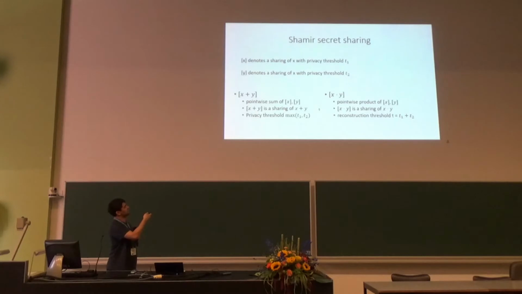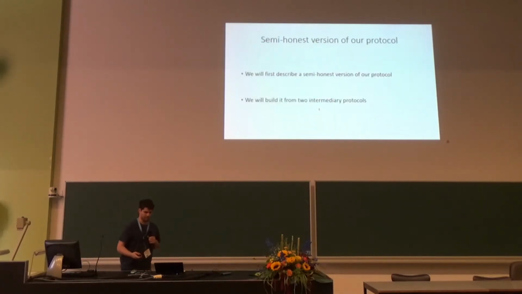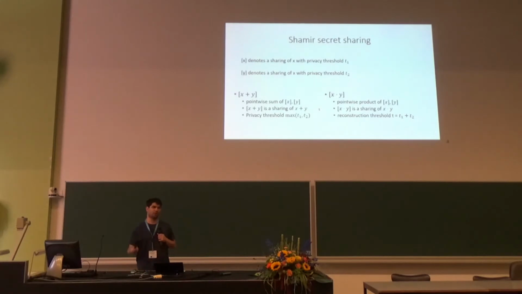You can do the sum of secrets by just locally adding the values of the shares of the points of the polynomial, and you can also do the product. But one thing that's important is the reconstruction threshold: if this one took T1 to reconstruct and that one took T2 to reconstruct, then for the product the reconstruction threshold grows to the sum of these two values. So now we sort of have the background of what we need.